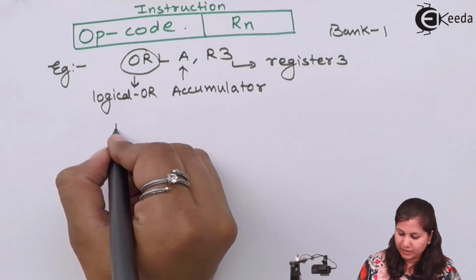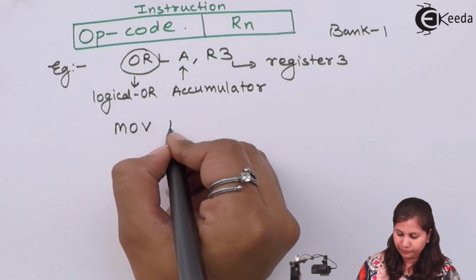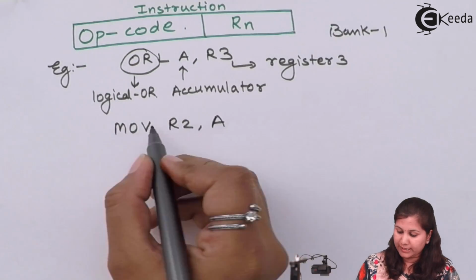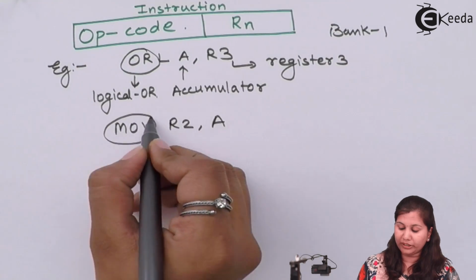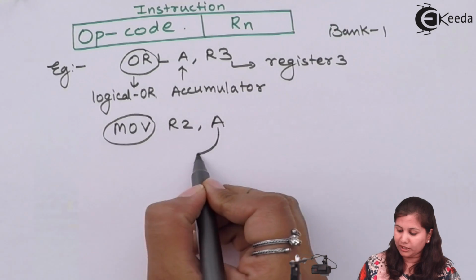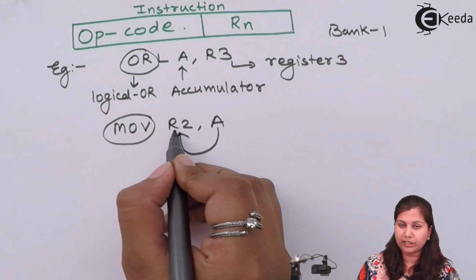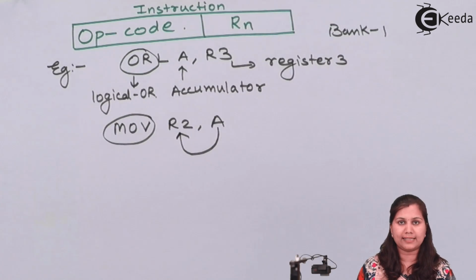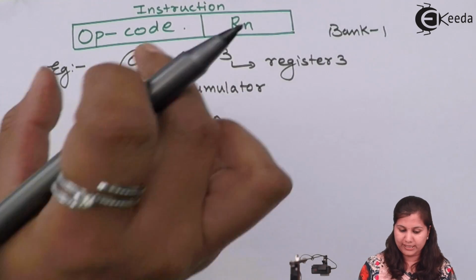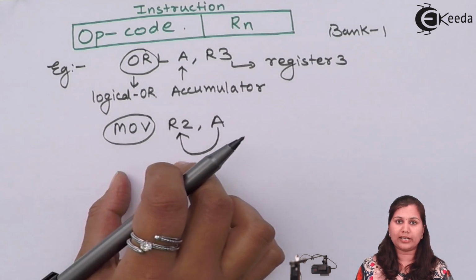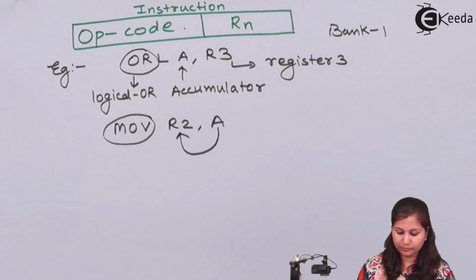Another example, MOV R2, A. This is a data transfer instruction. So the contents of the accumulator will be transferred into the R2 register of the bank which is selected. So these are the examples of the register addressing mode.